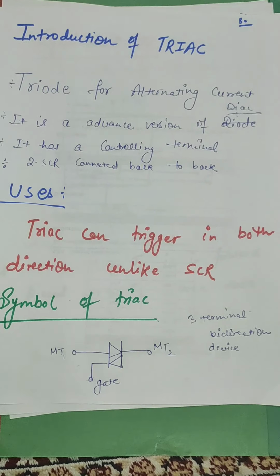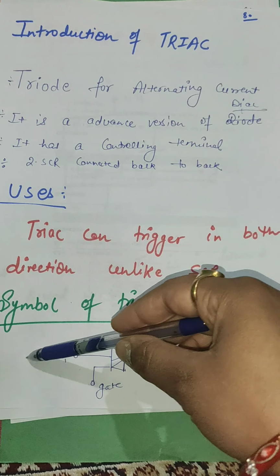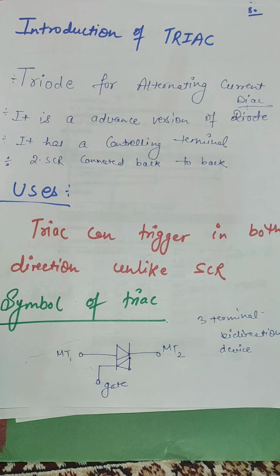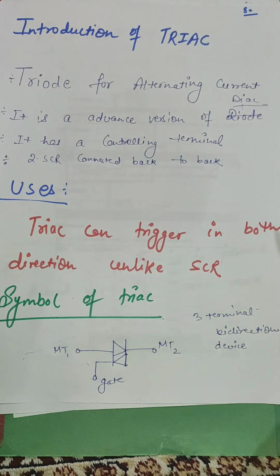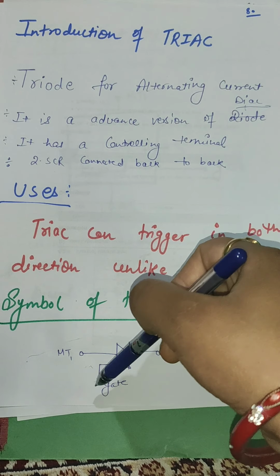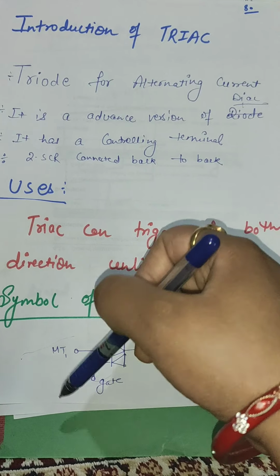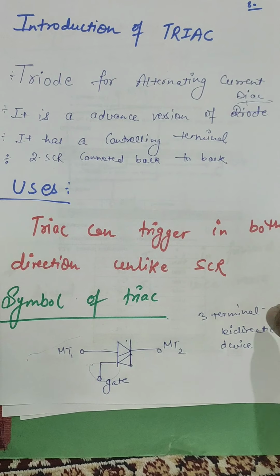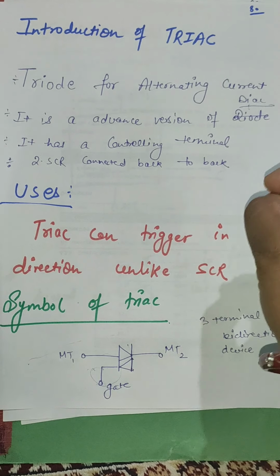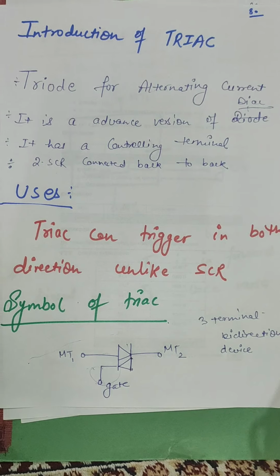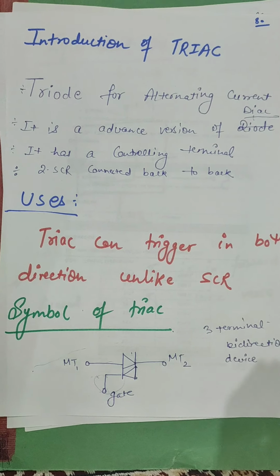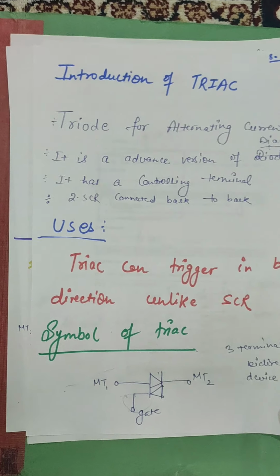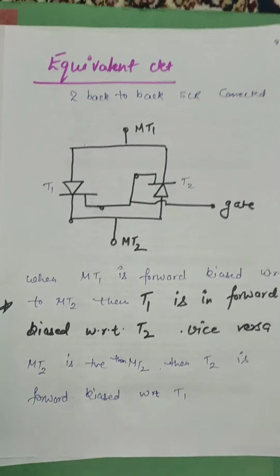I will explain how. So this is the symbol of the triac: MT1, MT2, and this is the gate terminal. The diac doesn't have any gate terminal, and this triac has a gate as a controlling terminal. So two SCRs are connected back to back. This is a three terminal bidirectional device. The diac is a two terminal bidirectional device. How it is connected, I will explain in the equivalent circuit.